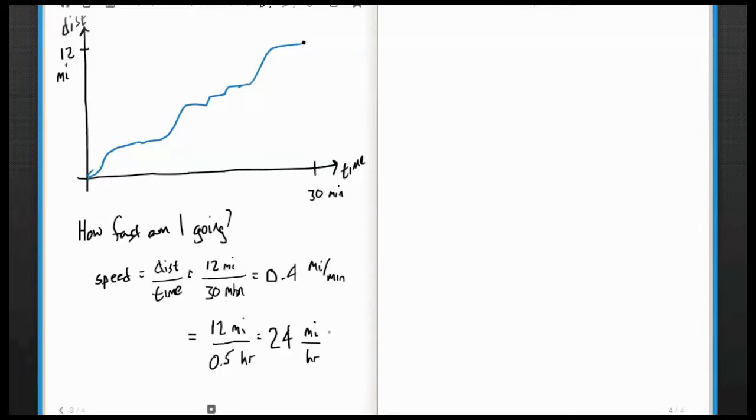Now, does it make sense that I only drive 24 miles per hour on my way to school? No. But it definitely took me 30 minutes, it definitely went 12 miles, so what does this 24 really mean? So the 24 miles per hour is my average speed. Very important there, average speed.